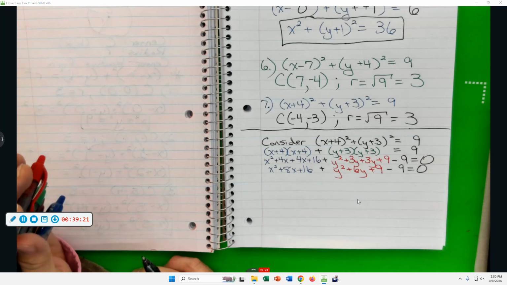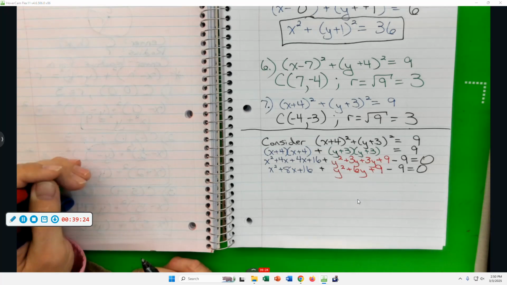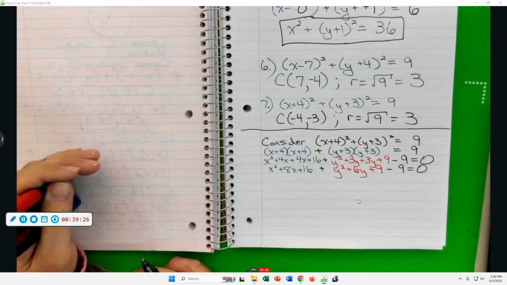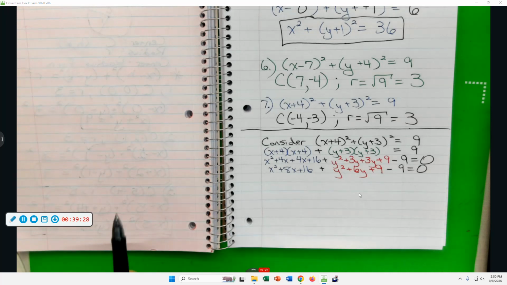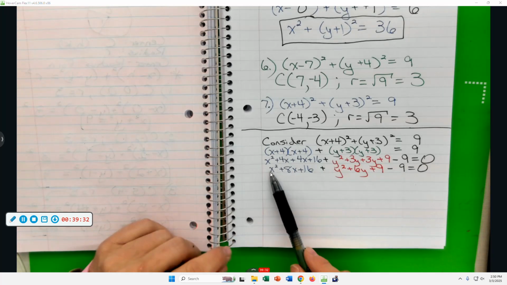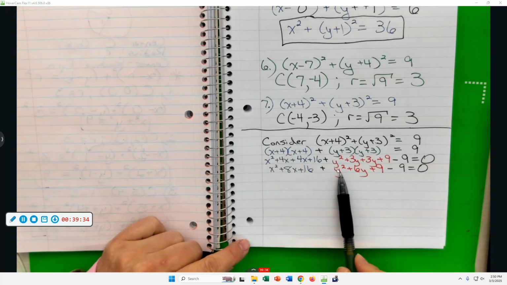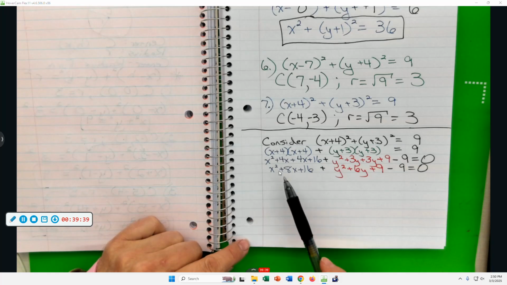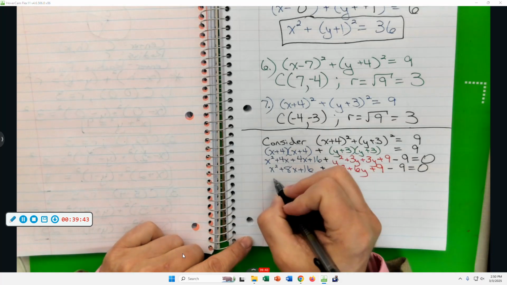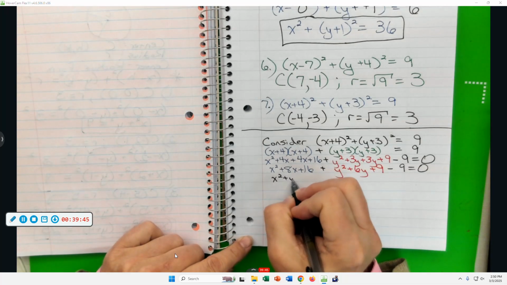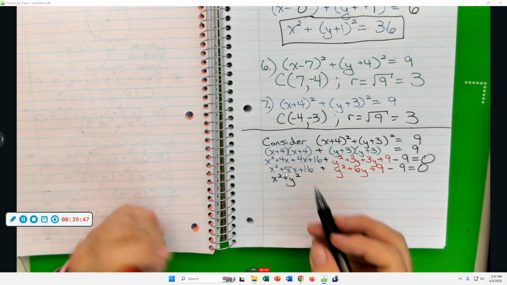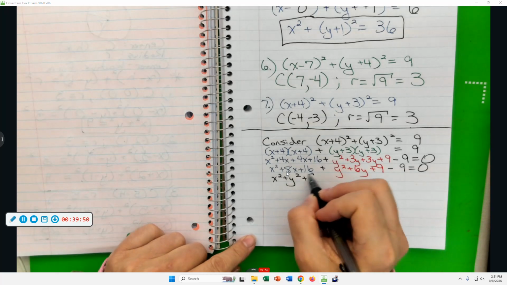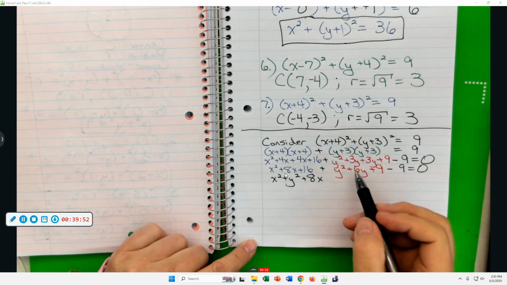Now, let's write the terms in descending order and combine the like terms. We have some constant terms that are like terms at least. We have an x squared and a y squared. They both have the same exponent. Let's put them in alphabetical order. So we have x squared plus y squared. Now the 8x, nothing to combine. The 6y.